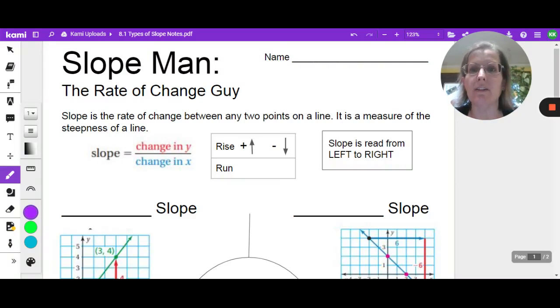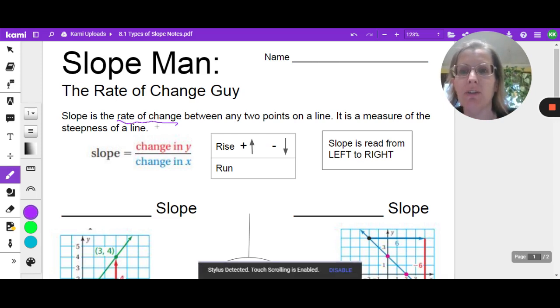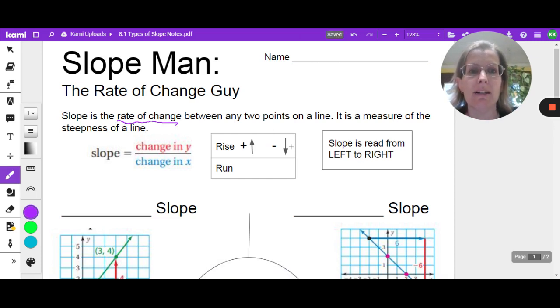Today in lesson 8, we're talking about types of slope. So we're going to use this guy called the slope man. He's like a graphic organizer to help us. The definition of slope is it is the rate of change, so that should sound familiar, between any 2 points on a line. It is the measure of the steepness of a line.